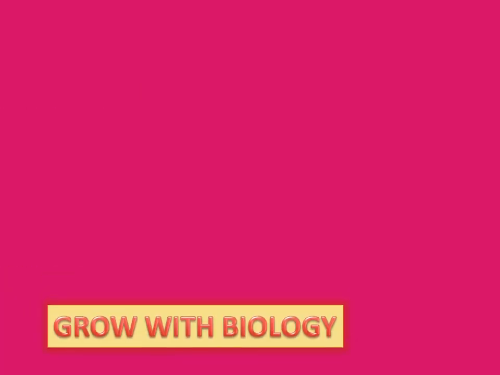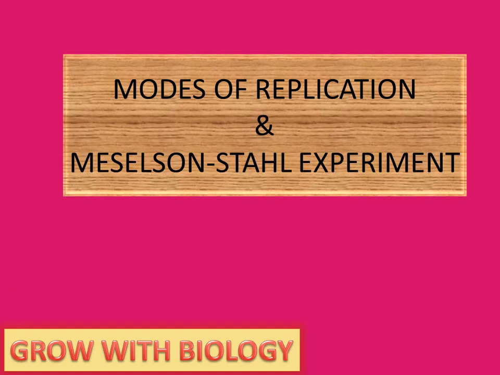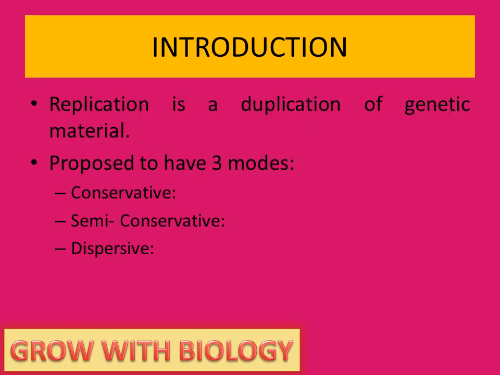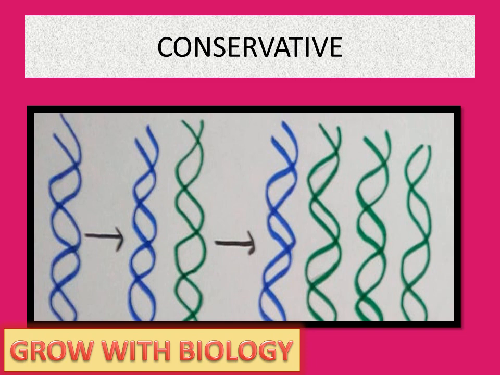Today we'll study the topic modes of replication and the Meselson Stahl experiment. What is replication? Replication is duplication of genetic material. There are three modes which are proposed. They are conservative, semi-conservative and dispersive. Now we will look at all these three modes in detail.